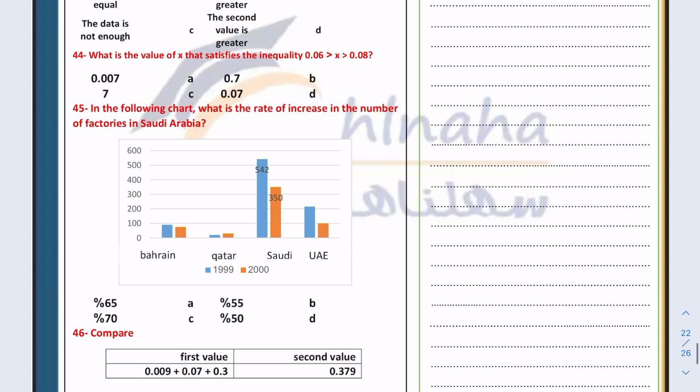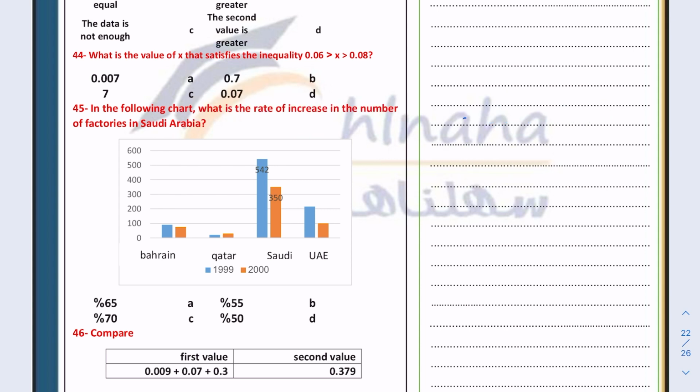What is the value of x to satisfy the inequality 0.06 is smaller than x is smaller than 0.08? Which number is between 0.06 and 0.08? It's 0.07, and this is like an easy question.